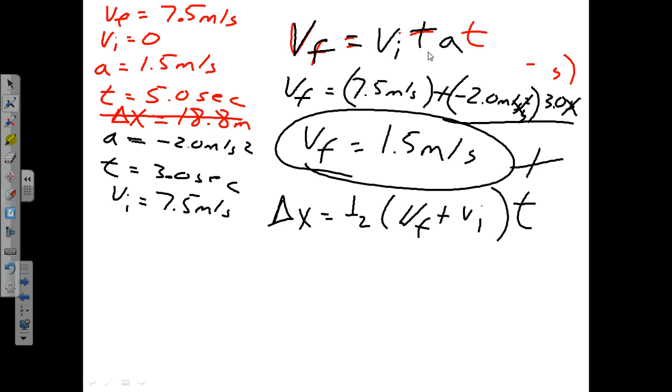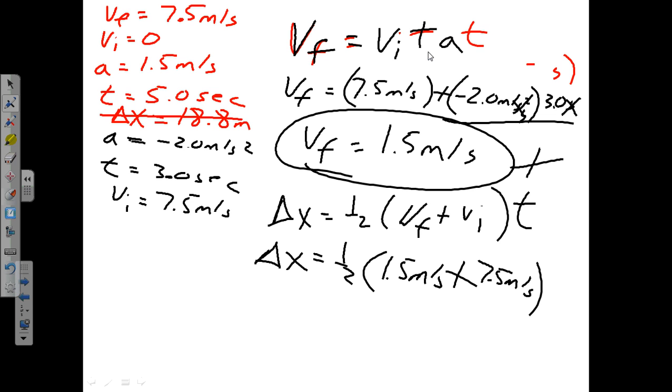That works just fine. We ended with a final velocity of 1.5. We started at 7.5. And all that happened in 3 seconds. So if we do the math on there, in the middle we're going to have 9. So we've got 9 times 3 divided by 2. 13.5.